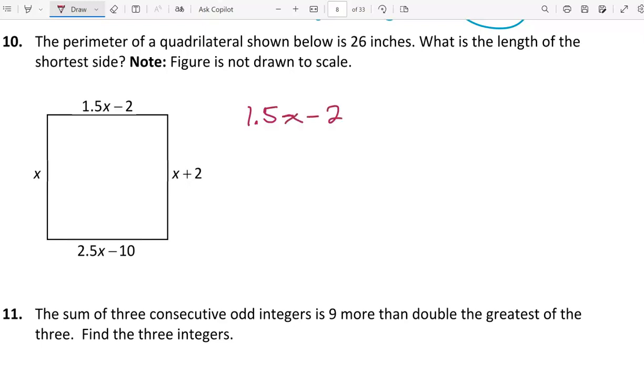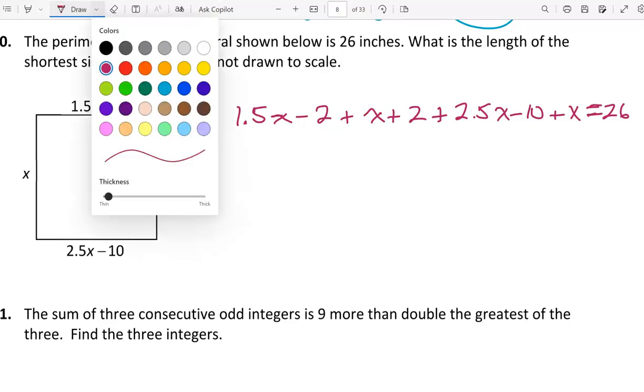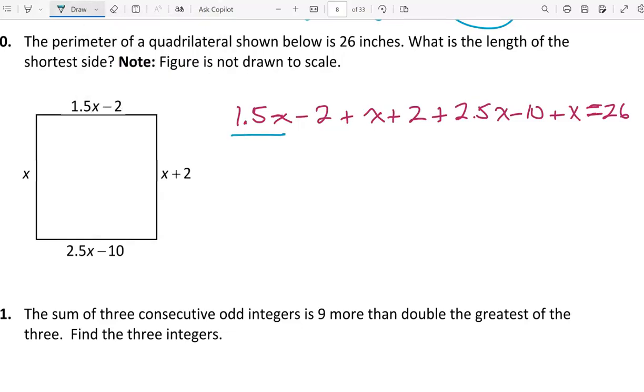So 1.5x minus 2 plus x plus 2 plus 2.5x minus 10 plus x has to equal the 26-inch perimeter. Notice I didn't write inches there. That's just going to get in the way. Now we need to add together our like terms. We have 1.5x plus 1x plus 2.5x plus another 1x. So 1.5 plus 2.5 is 4, plus 2 is 6x.